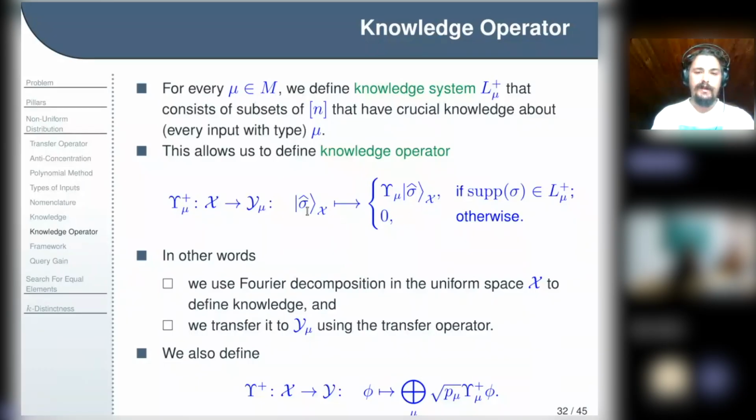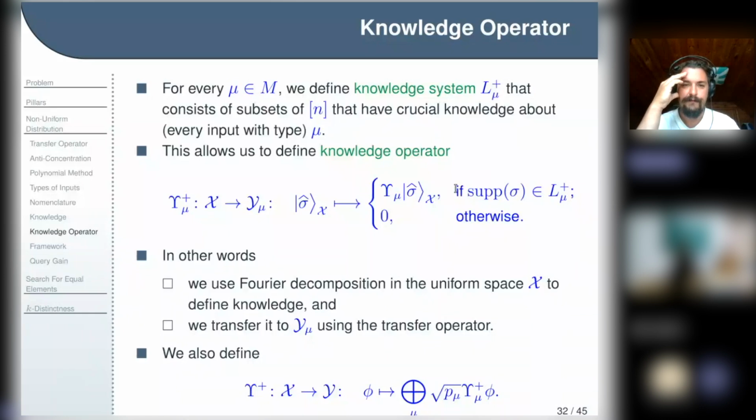It takes sigma, and tries to check whether the support of sigma lies in this knowledge system. The support is a subset of n, and the knowledge system is a collection of subsets of n. So if the support of sigma is in this knowledge system, then it moves through. So it applies the transfer operator as before. So it's just epsilon mu sigma hat. And if it is not, it blocks it. It says, sorry, it's 0. You are not going anywhere.